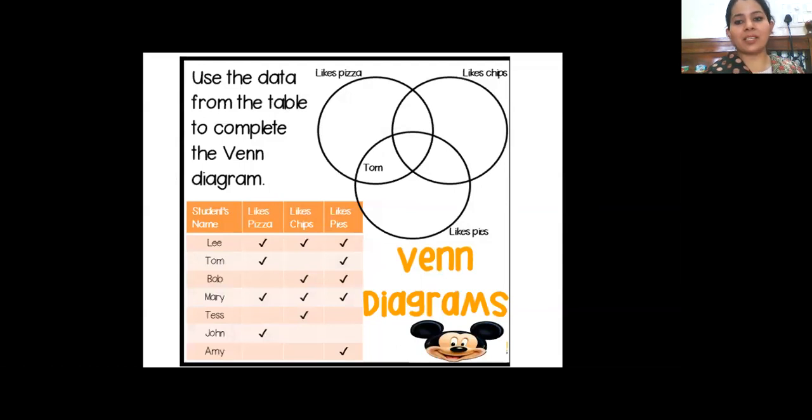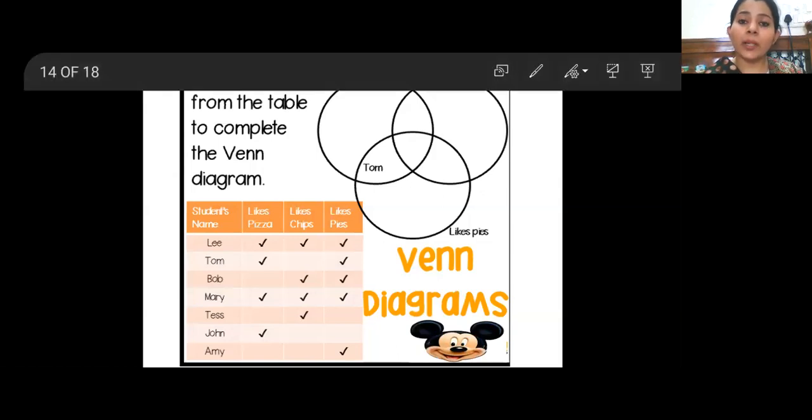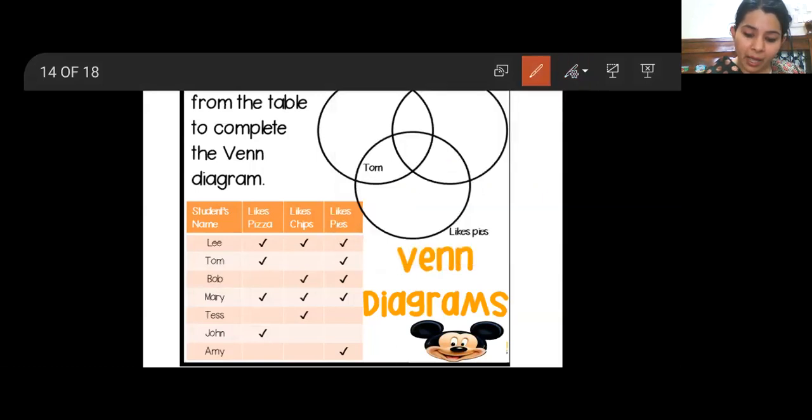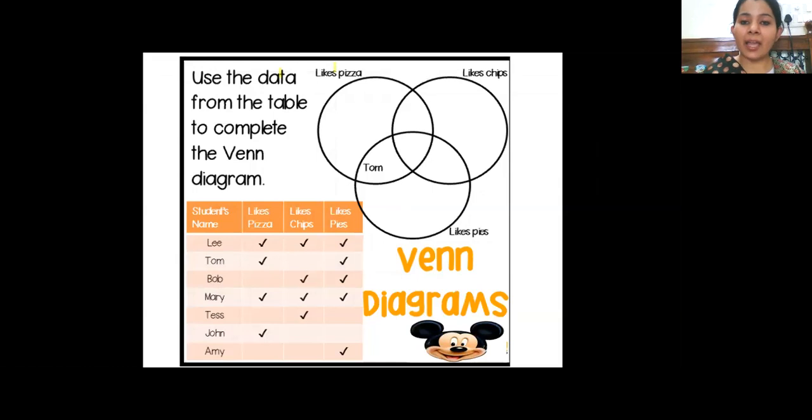Okay, now this is a bit interesting, and since we had understood the Venn diagram with two circles, now here are three circles, but that doesn't make any difference. Let me tell you, it's equally easy. Let me just explain to you. So here I have three circles. The left side circle is for likes pizza, the right hand side is for likes chips, and the below circle is for likes pies.